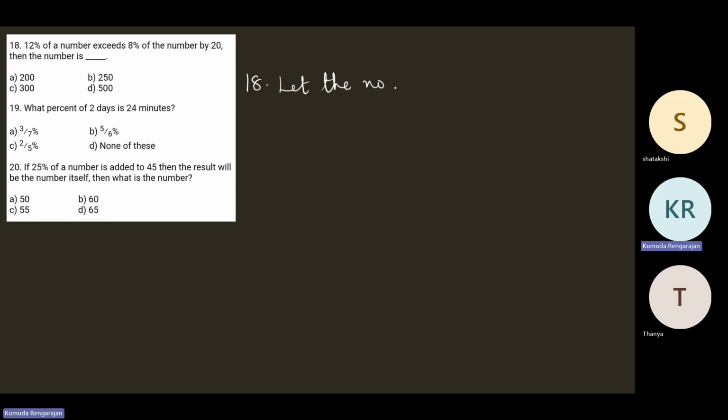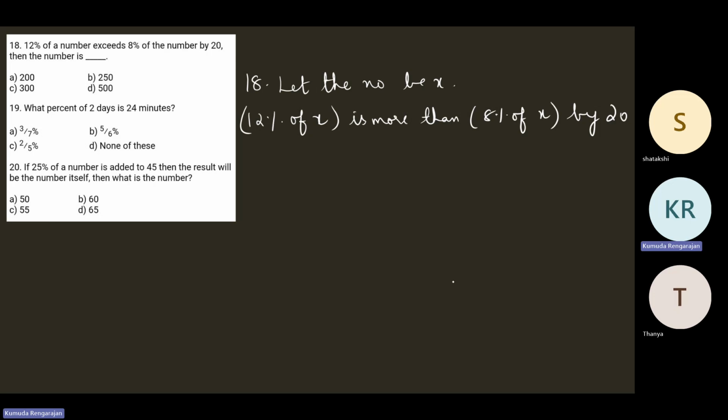Let the number be x. Now, 12% of a number is written like this, 12% of x. Exceeds means is more than. 12% of x is more than 8% of x by 20. This is what is given. 12% of x is more than, exceeds means is more than 8% of x by 20.